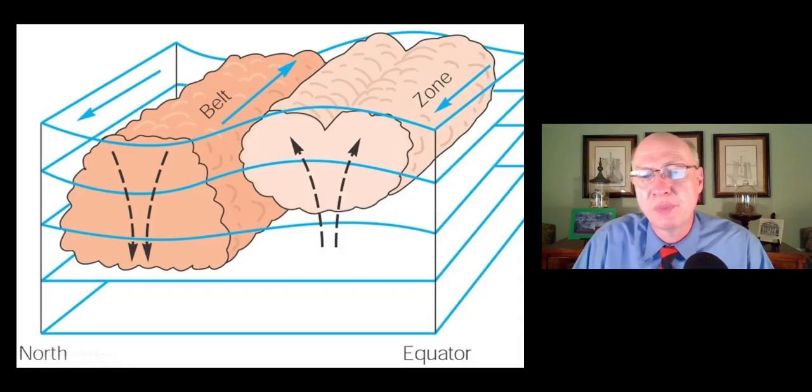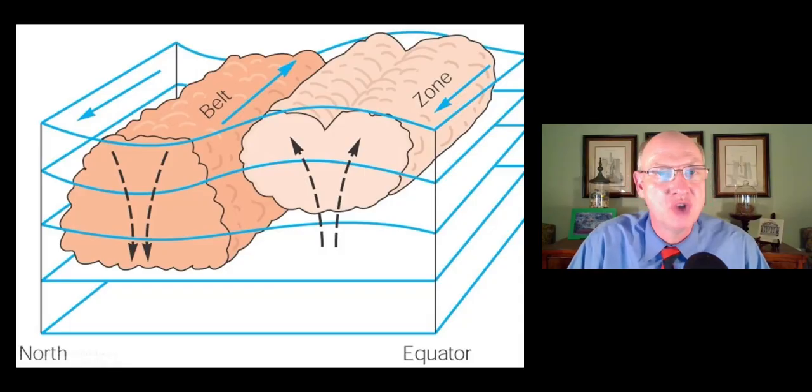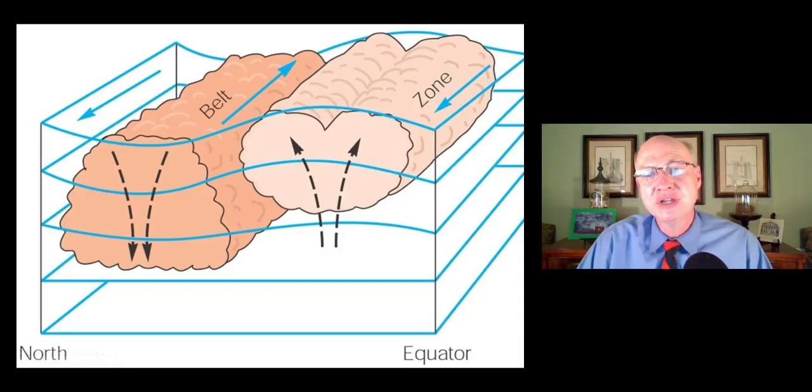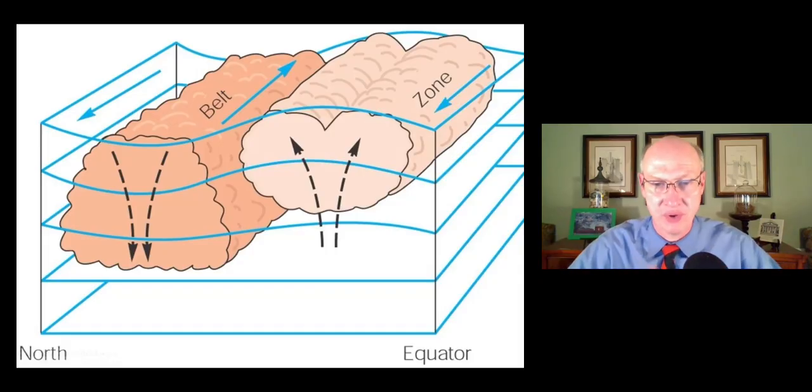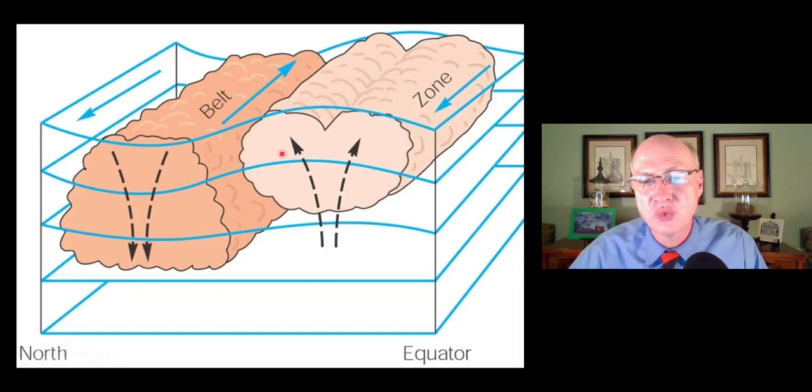Now, one of the most prominent features on Jupiter are the zones and the belts. So when we look at Jupiter, we see these brighter colored zones separated by darker colored belts. And on Jupiter, we see zones and belts and zones and belts going all the way up to the polar regions. The zones are regions where hot material from underneath is rising up. And the belts are where cooler material is sinking down.